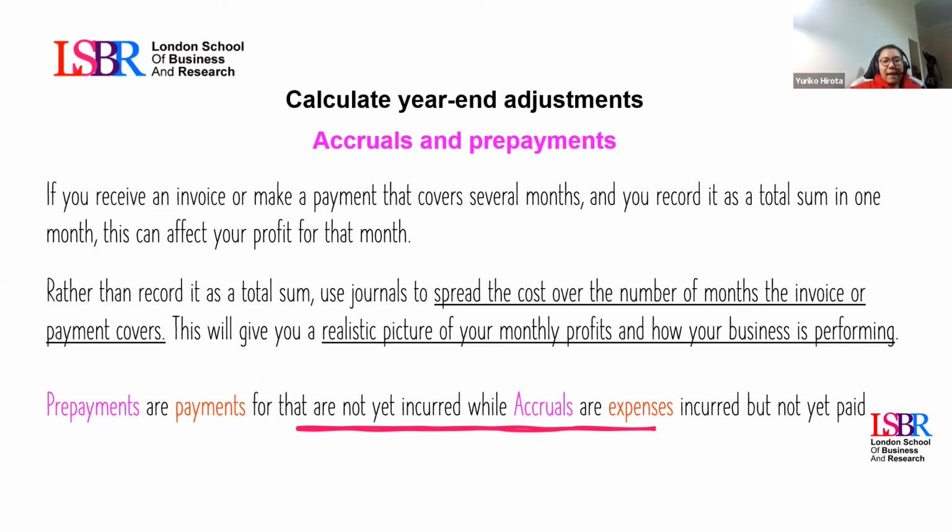So this line is very important. Keep in mind, prepayments are payments made for periods not yet covered, and accruals are expenses incurred but not yet paid. This is so important. Prepayments are payments that the company has made. And accruals are expenses that are incurred but have not been paid yet.